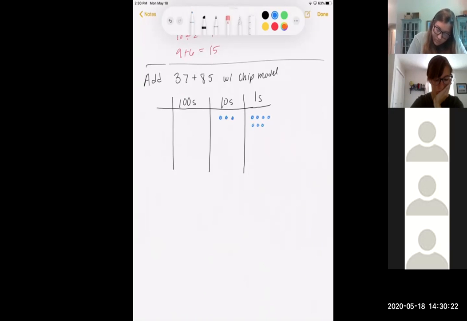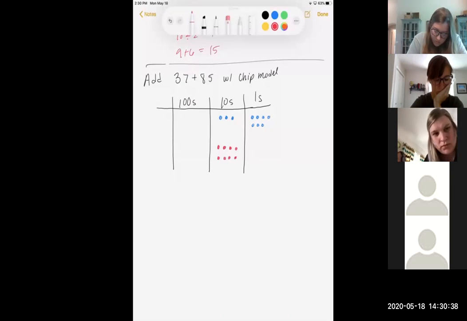Okay, and it doesn't matter the configuration of them. Now 85, I'm going to model 8 chips in the tens place, and I'm going to model it below so I can see what the separate numbers are, and 5 in the ones place.